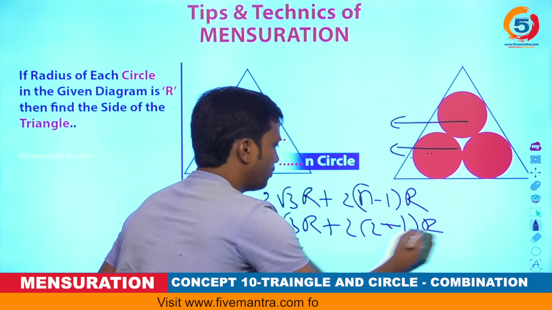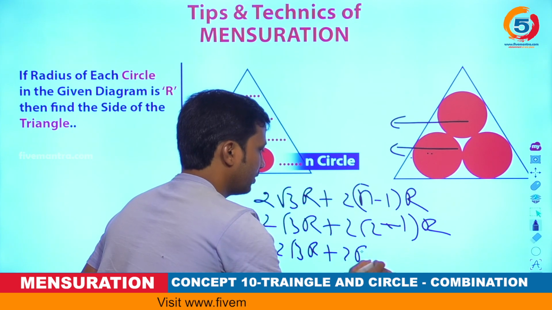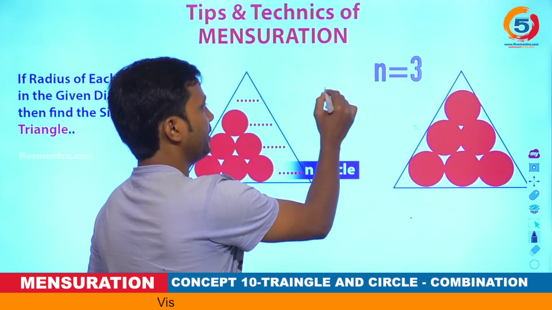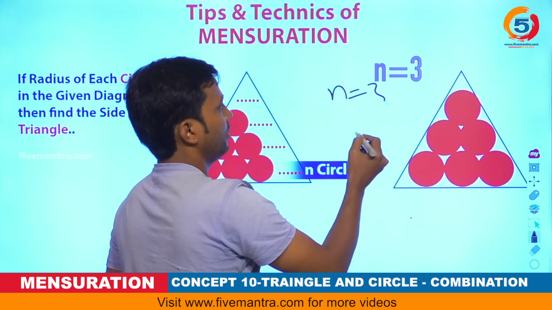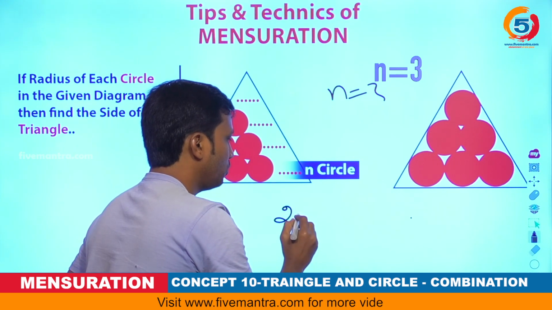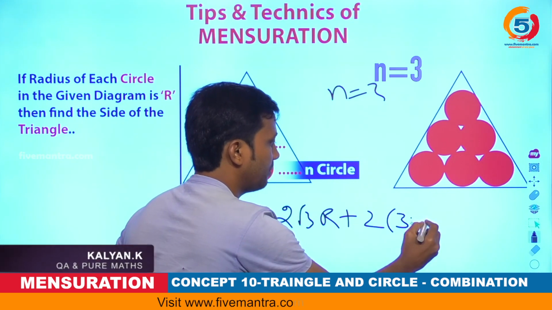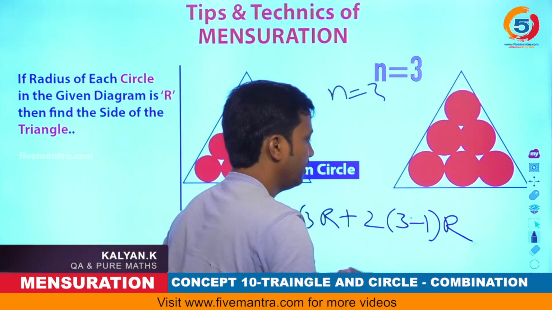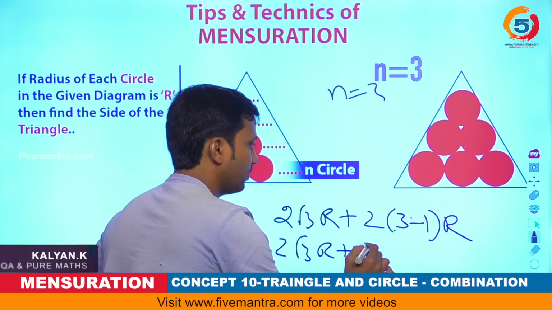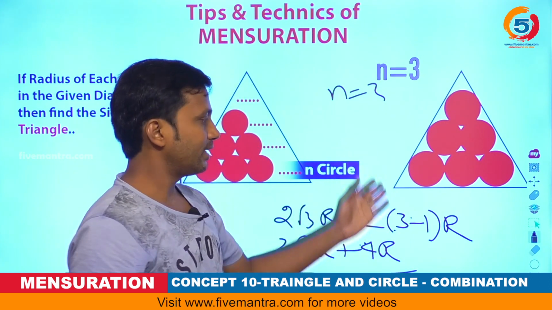That would be 2 root 3 R plus 2R. Now when n equal to 3, if you put n equal to 3, that would be how much? 2 root 3 R plus 2 into (3 minus 1) into R. So that would be 2 root 3 R plus 4R. Like this we obtained, or not? So we are getting the results.